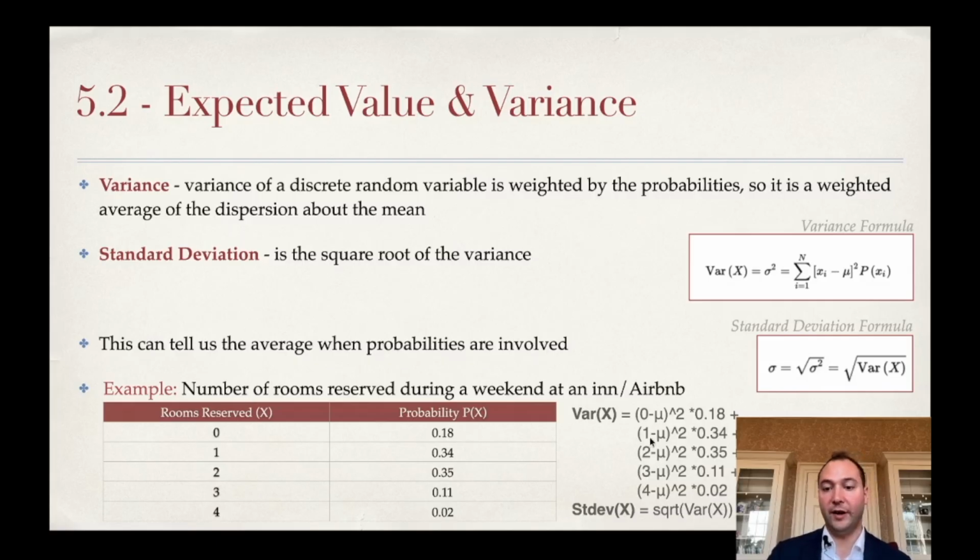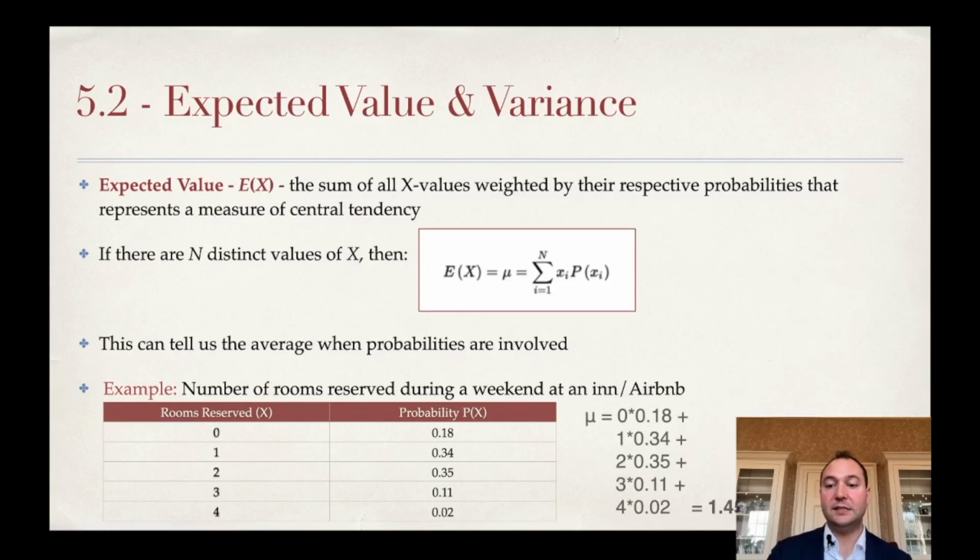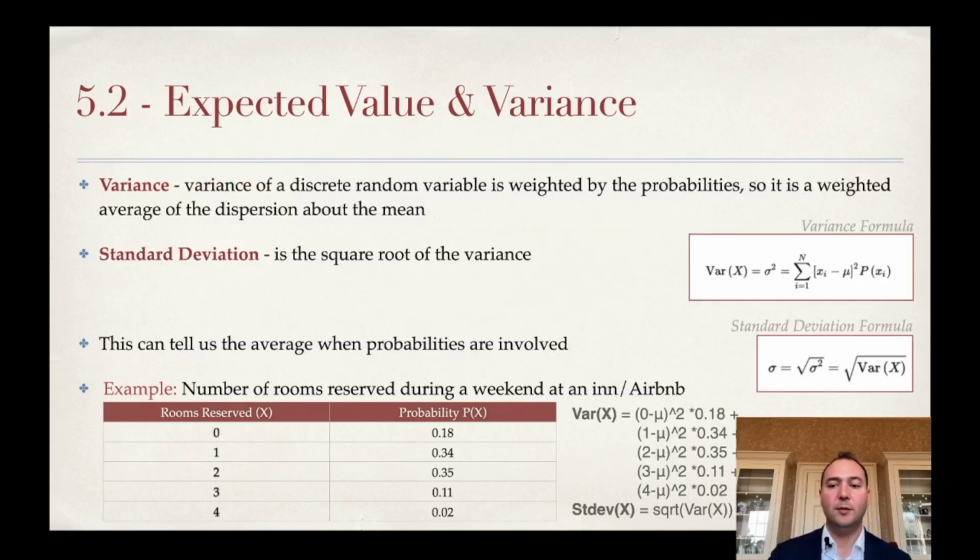So what is our variance? About 1 room is our variance. What does that mean? It means on average, we should have about 1.5 rooms reserved every weekend, plus or minus 1 room. Some weekends are a little bit more busy, some weekends are a little bit less busy. We might expect generally, on average, plus or minus 1 room.